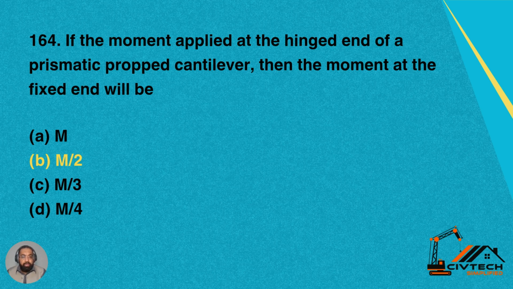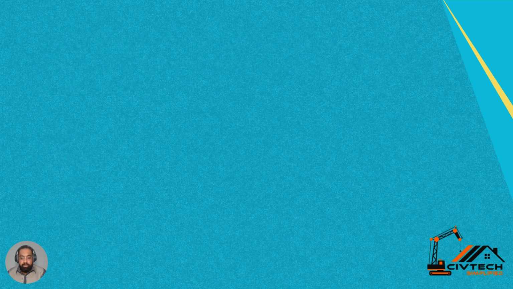Question 164. If the moment applied at the hinged end of a prismatic propped cantilever, then the moment at the fixed end will be option A, M, option B, M by 2, option C, M by 3, option D, M by 4. So B is the correct option. The moment at the fixed end will be M by 2. B is the correct option for this question.